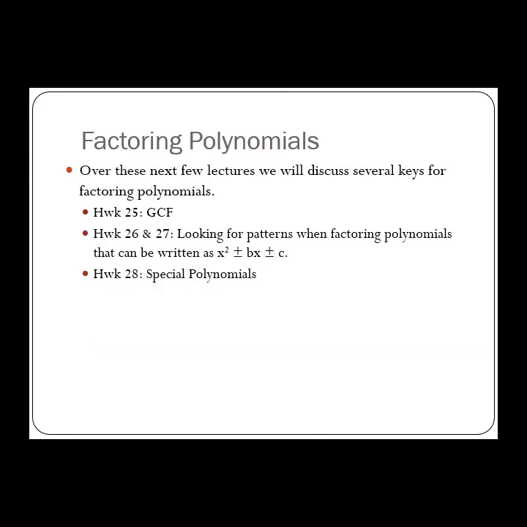Here is sort of the structure for what you're going to see in the homework. Homework 25 is going to be the greatest common factor. 26 and 27 are similar, like more practice with the same thing. These are polynomials that look like x squared plus or minus something plus or minus something. So maybe something like x squared plus 7x plus 12, and you're trying to break that up into factors. So that would be 26 and 27. And then 28 is going to be special things. It's going to focus a lot on perfect squares. And then altogether, that'll be all the different factoring.